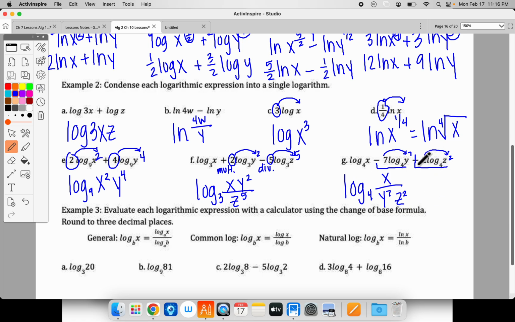Had that been plus right here, if this had been a plus sign, it would have been log base 4. The y was being divided, but the z was being multiplied. So it matters if it's plus or minus. The minus ones go on the bottom, the plus go on the top.